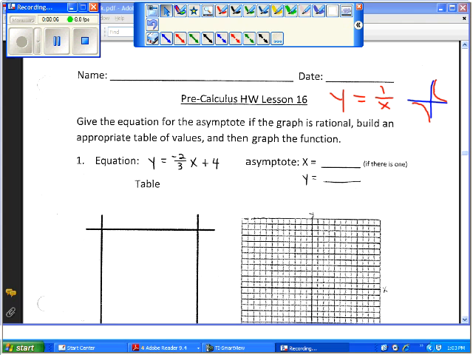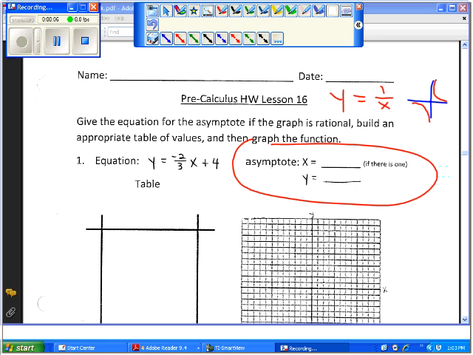Now, one thing we've got to look at here is it says name the asymptotes if there is an asymptote. There may not be one. There's not going to be one if it's linear or if it's a polynomial function. We don't have an asymptote. We'll have an asymptote if there is a rational function.